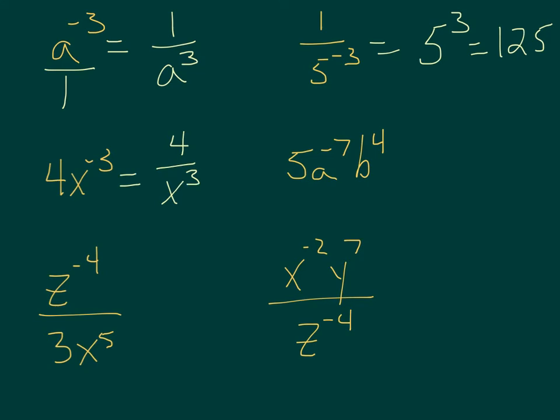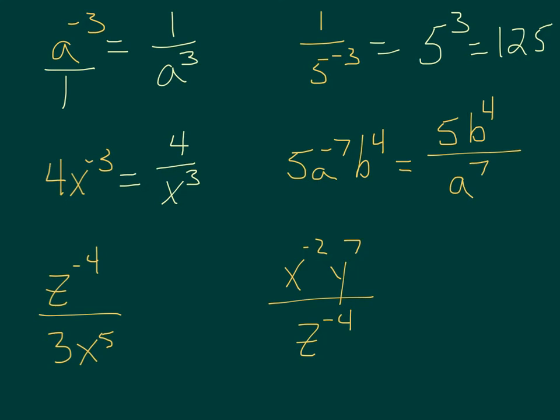So on this next one, the only thing being affected by a negative exponent is the a. So if it is a positive exponent, you leave it alone. So we're going to leave the 5b to the 4th in the numerator and then drop the a down. And again, when you move it, it becomes positive.